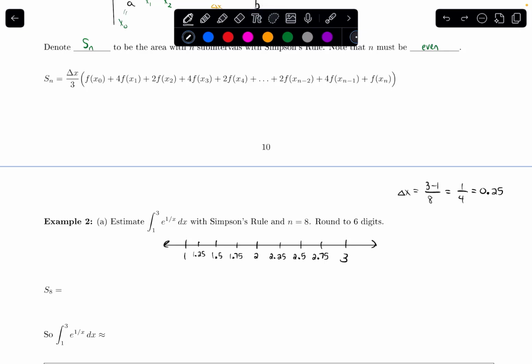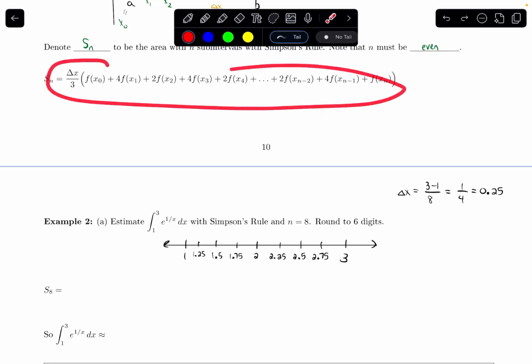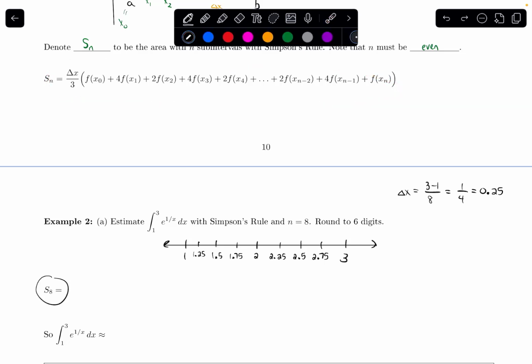Now I'm actually ready to plug into this formula. So in this case, it's S sub 8. We're using 8 subintervals. Simpson's rule says do delta x divided by 3. So delta x is 0.25. Divide that by 3. I'll put a big old parentheses.